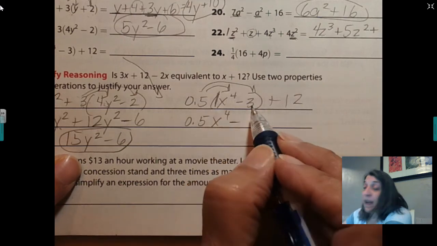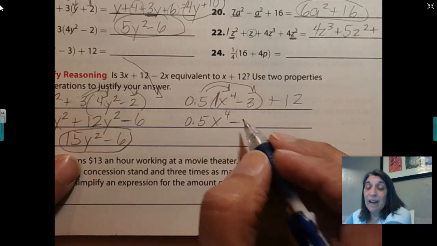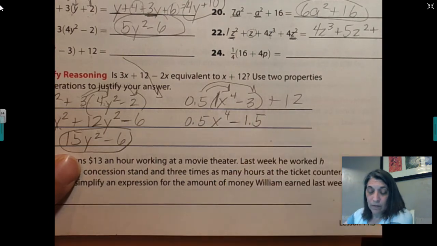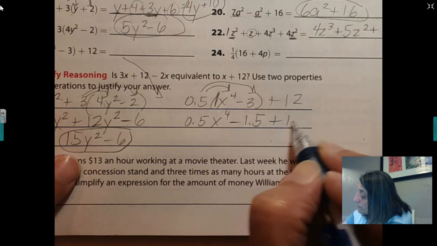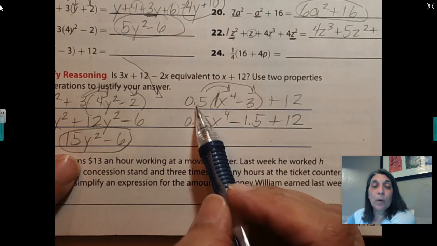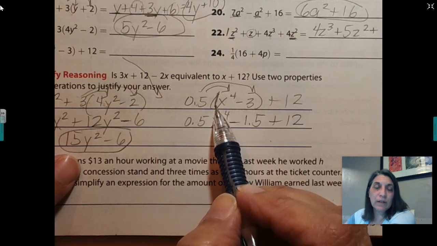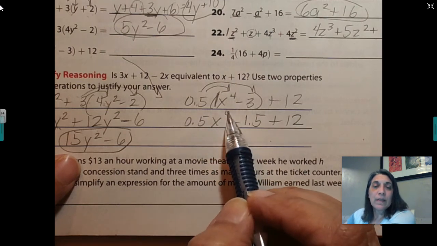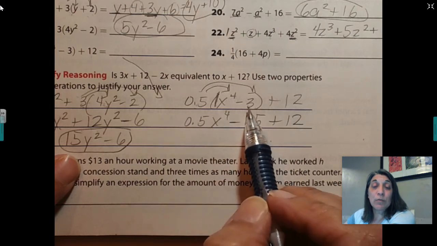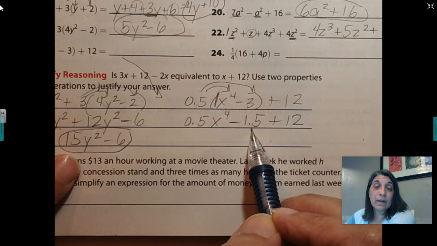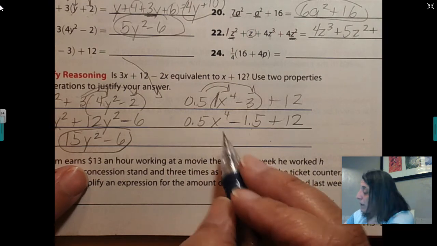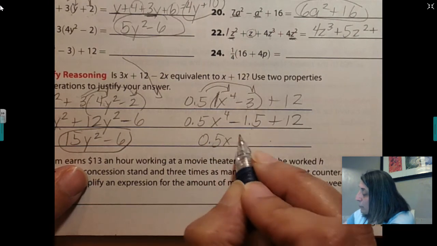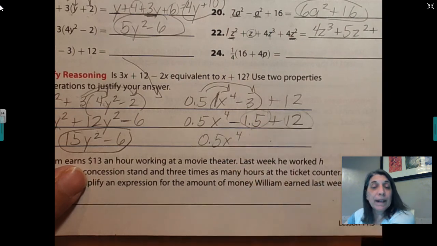Minus, if I have a 3 and I'm multiplying it by 0.5, which is half, then I'm going to have 1.5. Plus 12. So I distributed my 0.5 times 1 is just 0.5, doesn't change, x to the 4th. And then my 0.5 times 3 is going to cut my 3 in half. And then I still have my plus 12. Now, I don't have any other like terms to combine. I still have my 0.5 x to the 4th, but these are both just numbers. Can I combine them? Yes.